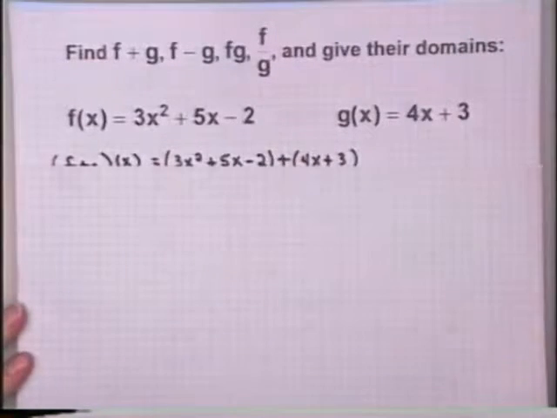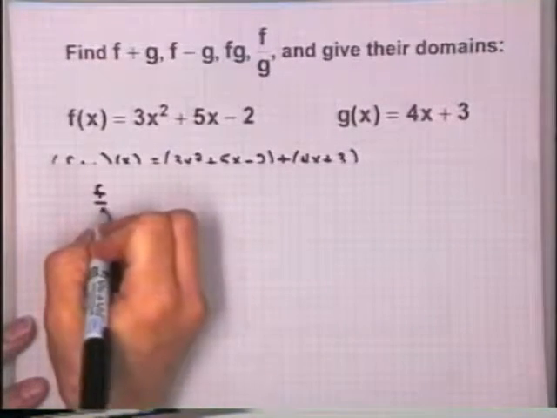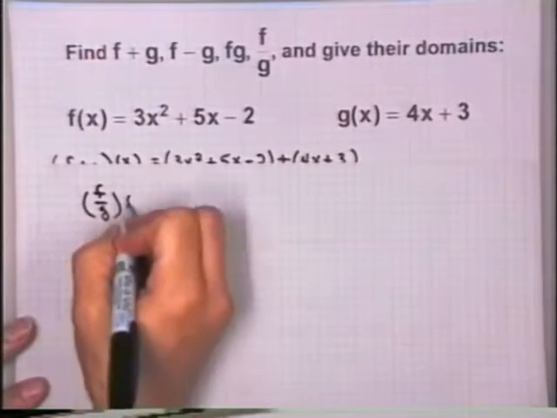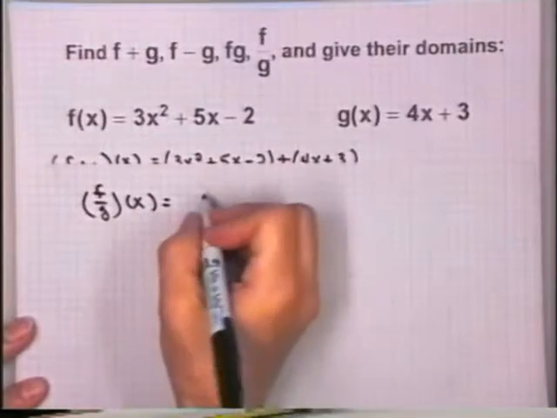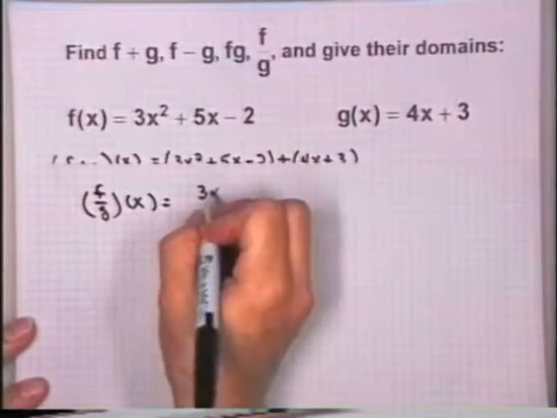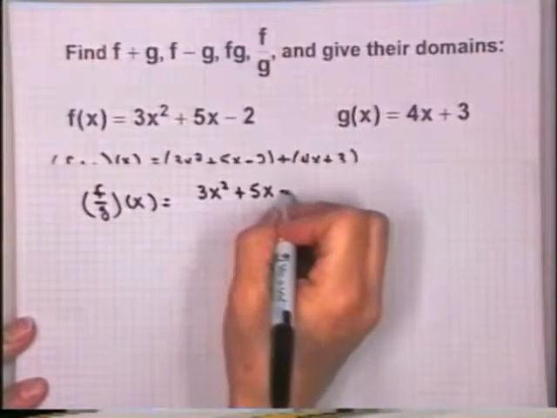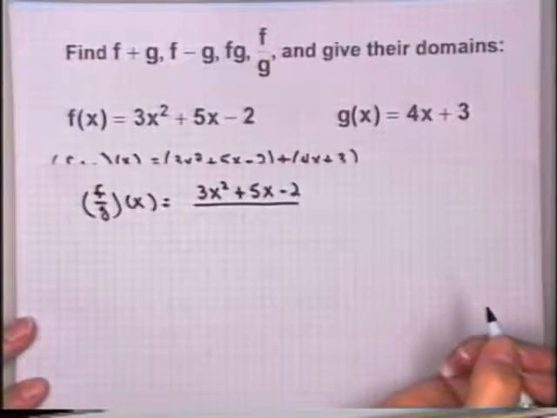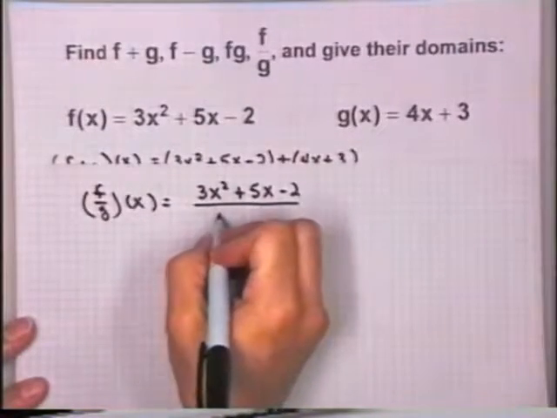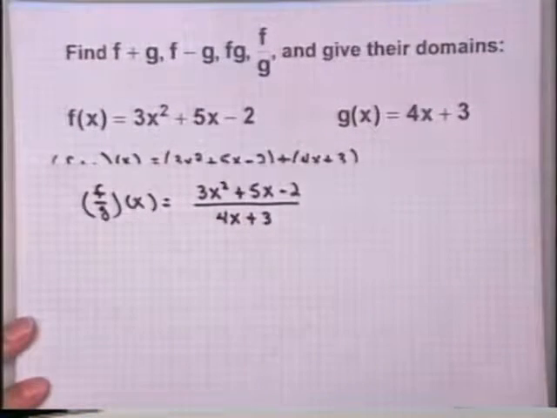Let me just slide a paper up here so you can see that. We're going to do the quotient f over g of x. And to do the quotient, we take the function on top, which is f of x. So we're going to write 3x squared plus 5x minus 2. And we're going to divide that, so we'll use our fraction bar for division. Our function g of x, which is 4x plus 3.